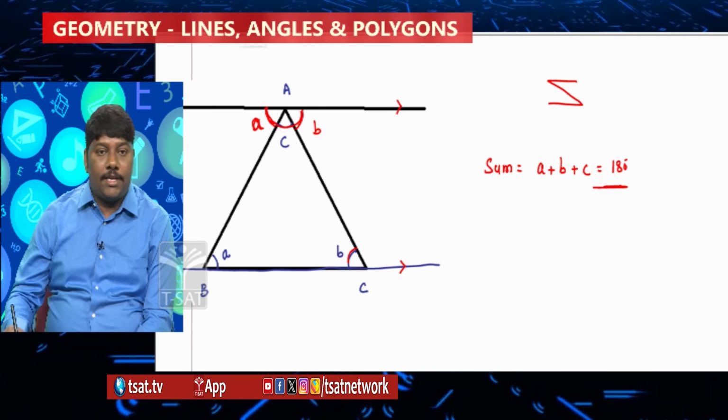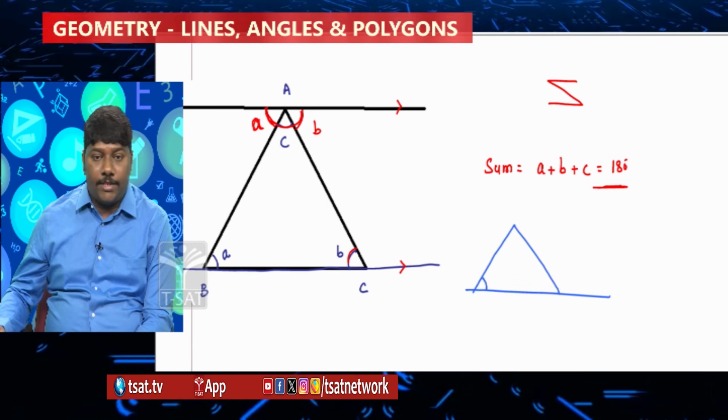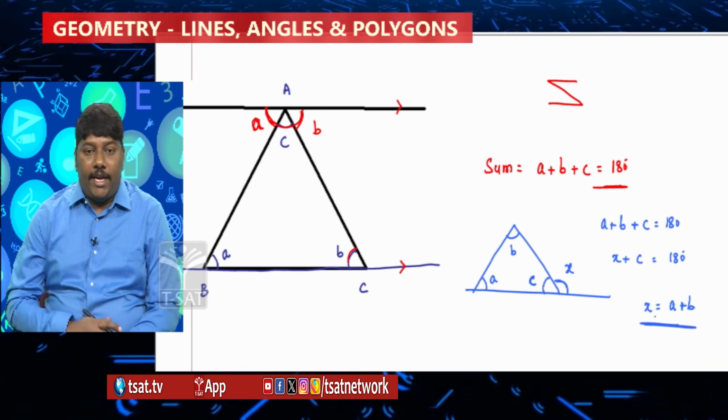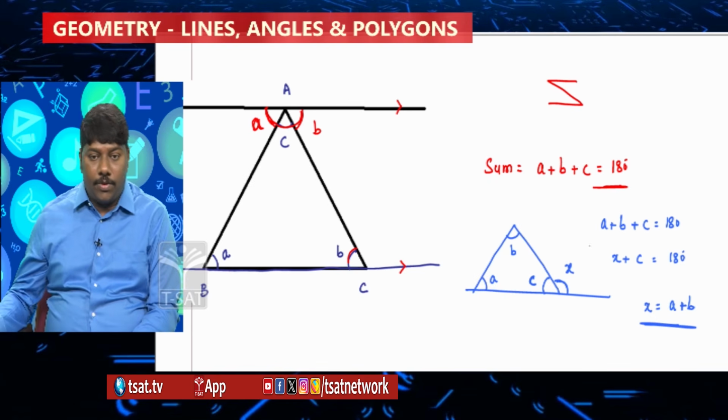If you look at any external angle of a triangle, if this is angle A, this is B, this is C, right? Let's say the external angle is x. We know A plus B plus C is equal to 180, just now we found. Now we also say x plus C is also what? 180. So what should come in place of x? A plus B.